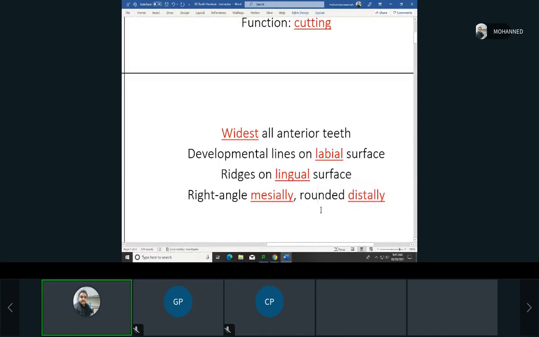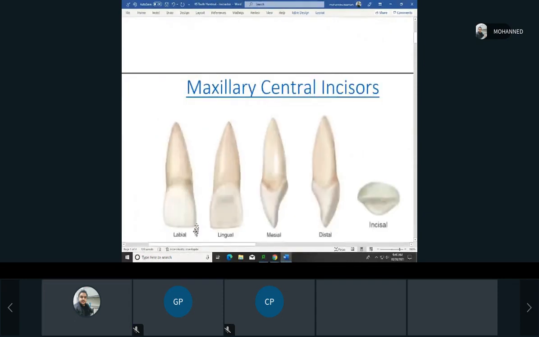Again, most of the incisals, this would be kind of correct for them. You have more rounded distally than mesially, even if they are not as round. But again, distal is always more rounded than the mesial part of the corner of the tooth, which we're talking about here, right?